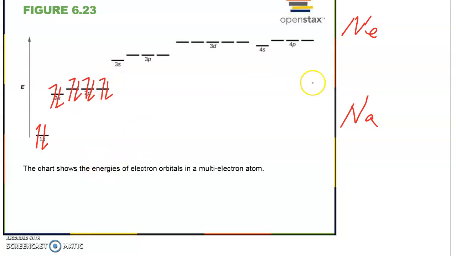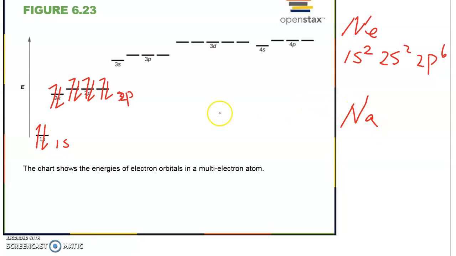Okay, so how do I write the electron configuration? Here is 1s, over here is 2s, over here is 2p. So it will be 1s, how many electrons? 2. So 1s2. Over here, the next one, it will be 2s2. Over here, it will be 2p6.